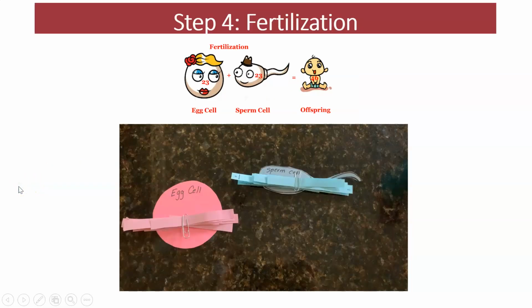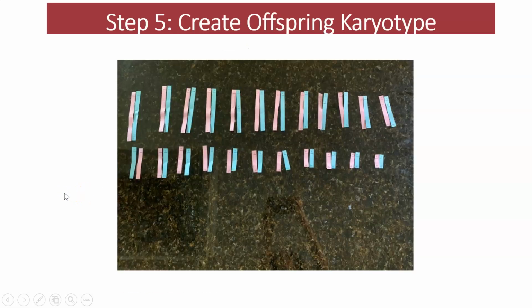It's now time to unite the egg and the sperm. Do you remember what we call that process? When the egg and the sperm unite? Yep, that's fertilization. And so now you're going to unite the egg and the sperm and create the karyotype for offspring number 2. Pause the screencast and do this now. Do it just like you see on the screen.